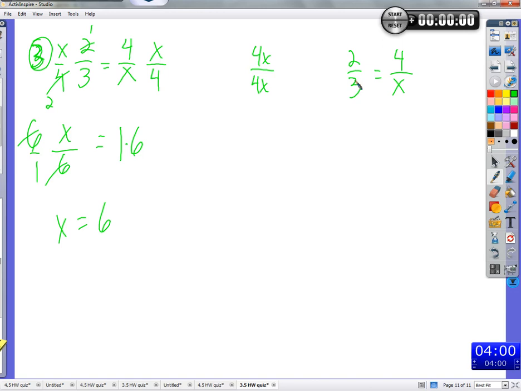Hunter? Just x. Just multiply by x. X over 1. And that would cancel out to be a 4 on that side.